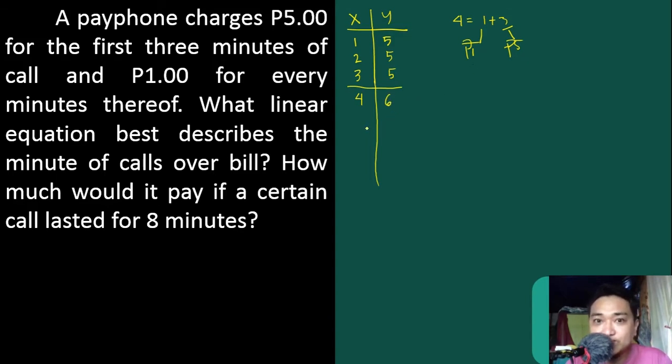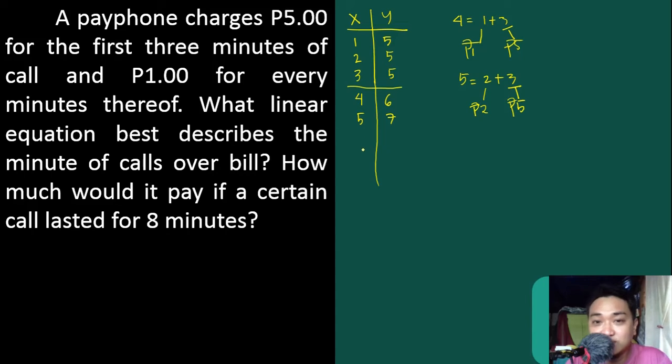How about kung yung minutes of calls natin 5 minutes. Ayan, 5 minutes. So again, 5 is just equal to 2 plus 3. Tanggalin uli natin yung minimum, kinakaltas natin yung minimum, or sineset aside natin yung minimum charge. So for this minimum charge, we have 5 pesos, and for this 2 minutes, kasi sobra tayo ng 2 minutes, so per minute yung charge, so that is 2 pesos again. So sa madaling salita, ang babayaran po natin is 7 pesos.